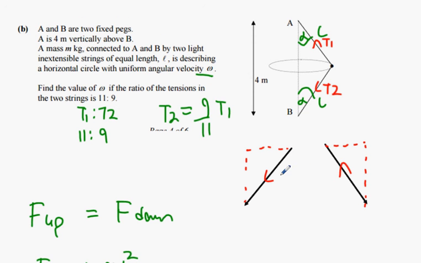Okay, so T2, that makes this, put a line here. Alpha is down here. So T2 cos alpha working its way up. Or sorry, its way down. And T2 sine alpha working to the left.